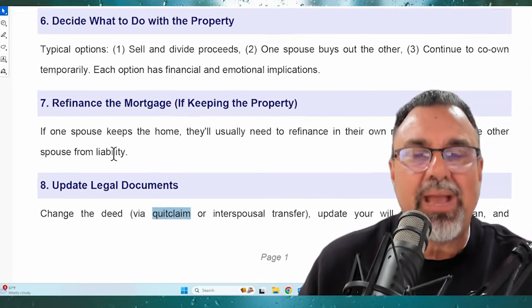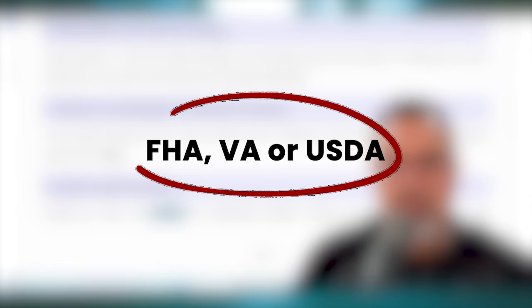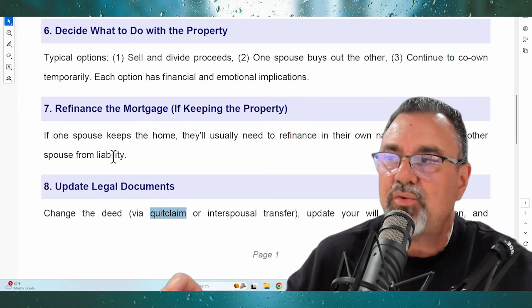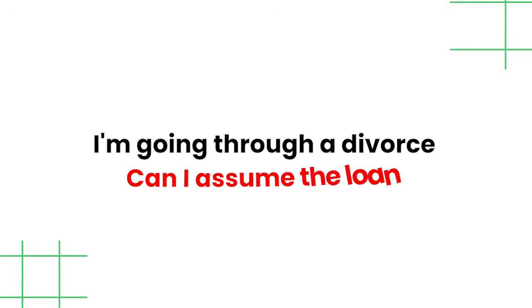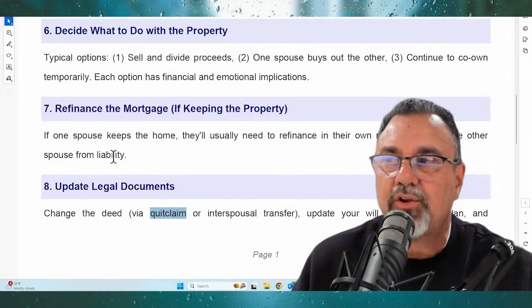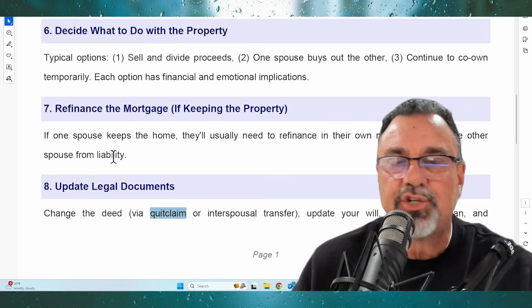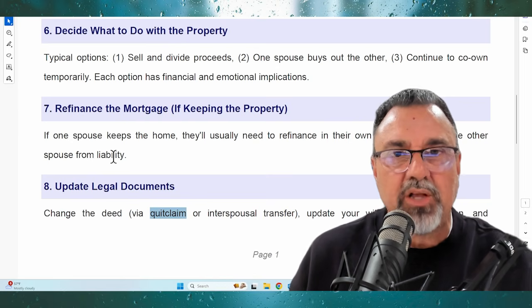If you have a government-backed loan, which is FHA, VA, or USDA, in most cases, you can call the lender that services the loan now, and you can say, I'm going through a divorce. Can I assume the loan? And they're going to start working with you. They're going to try to get you qualified on your own to see if you can take over that mortgage. Now that's with a government-sponsored loan.